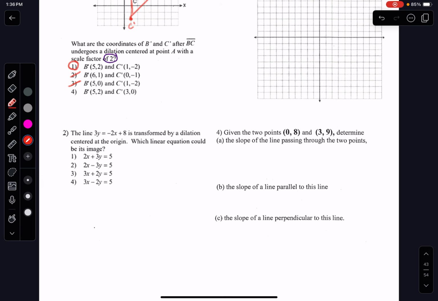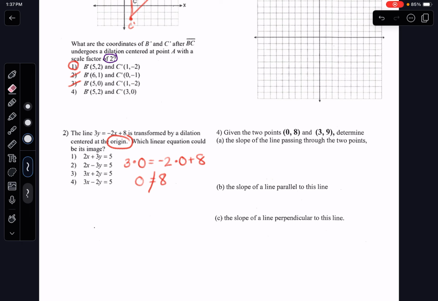The line 3y equals negative 2x plus 8 is transformed by a dilation centered at the origin. Which linear equation could be its image? Well, the first thing you want to check is, is the origin on this line? So let's say 3 times 0 is equal to negative 2 times 0 plus 8. And that would give me 0 is equal to 8. So it's not on the line, so it's not going to be the same. So we know that the lines have to be parallel.